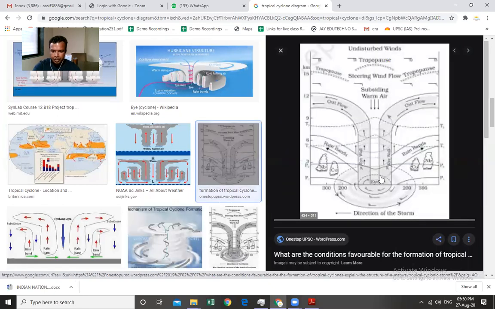Now here it is the structure of the tropical cyclone. Here you can see this is the inflow of the wind, then it moves upwards, and at the upper level it outflows. So in this zone, which is called the eye of the tropical cyclone, at the center of the cyclone, there is no rainfall because there is subsiding warm air, and we know that whenever there is subsiding warm air, there is no rainfall. Whenever the wind moves downwards, there is no rainfall.